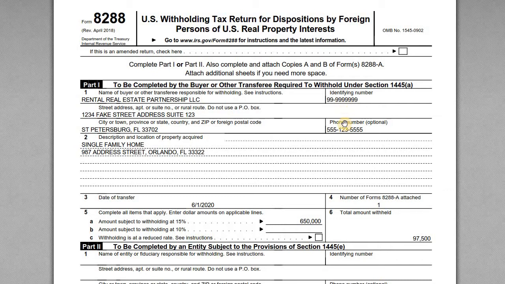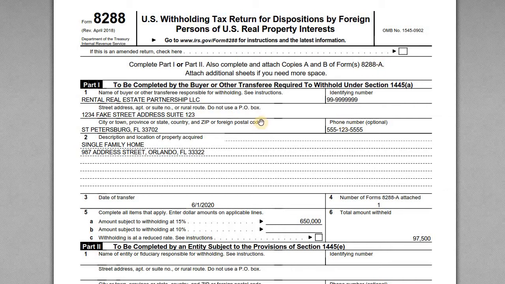Now, this rule exists because under the Internal Revenue Tax Code, the sale of U.S. property by a foreign person is subject to tax, right? It's U.S. source, effectively connected income. But most foreign persons don't have to file tax returns, so in order to make sure the IRS gets their cut of the money, you as the buyer have to do this.